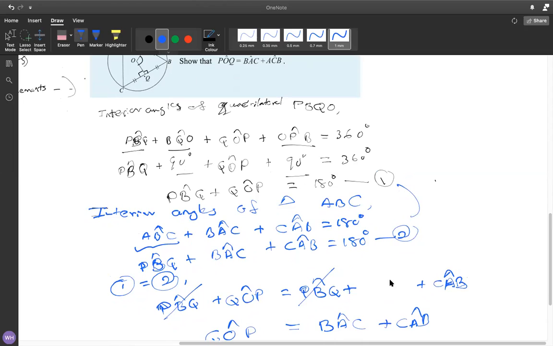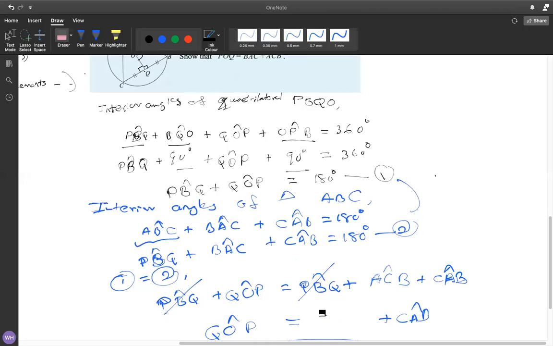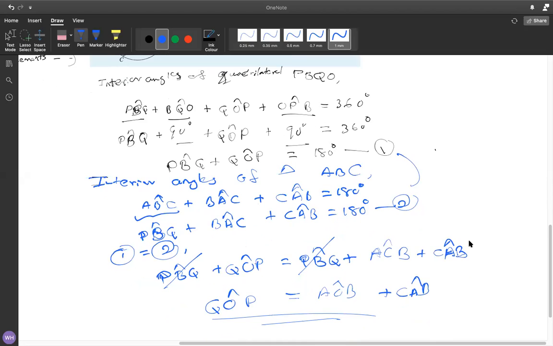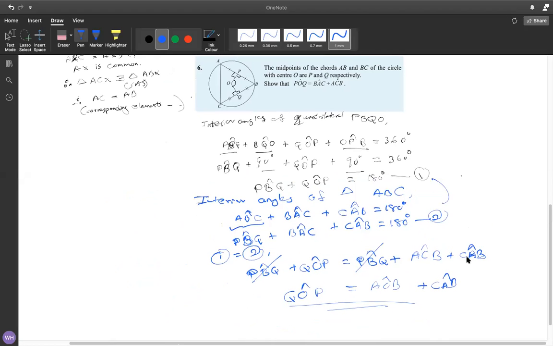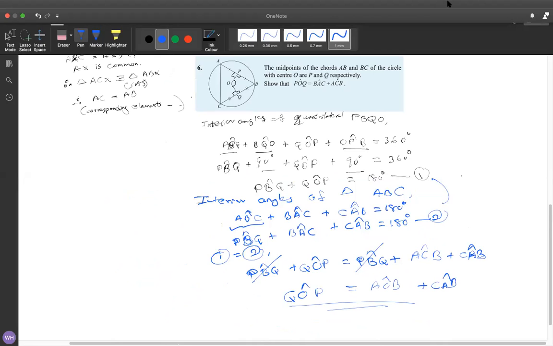I have made a mistake. It should be ACB. So here CAB, here ACB. Should be ACB. All right, so this is the one that they have given us. Hope that is clear for everyone. So shall we move on to the converse part quickly?